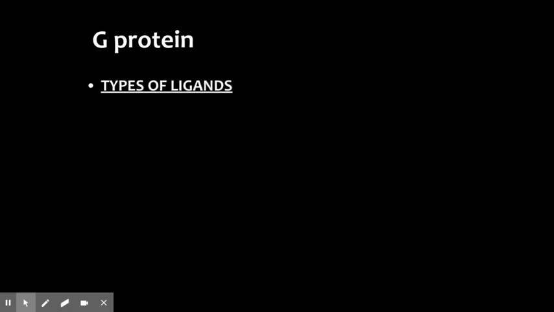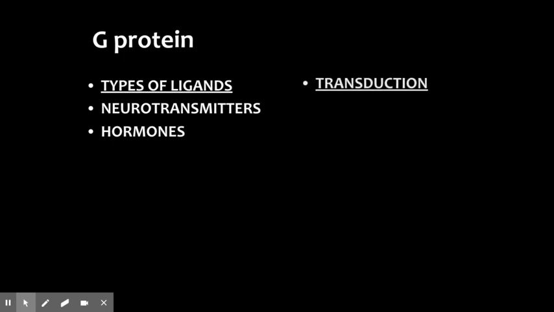So what kinds of ligands can activate G proteins? They can be neurotransmitters, hormones. That would be a protein-based hormone, however, because it binds to a surface receptor rather than passing through the plasma membrane.